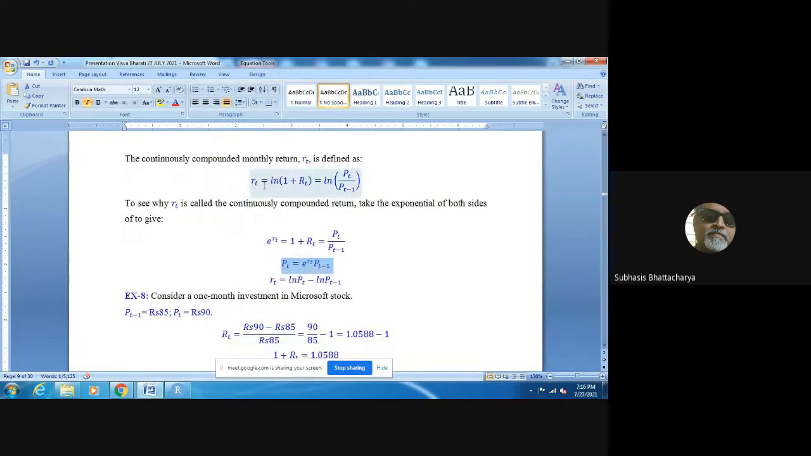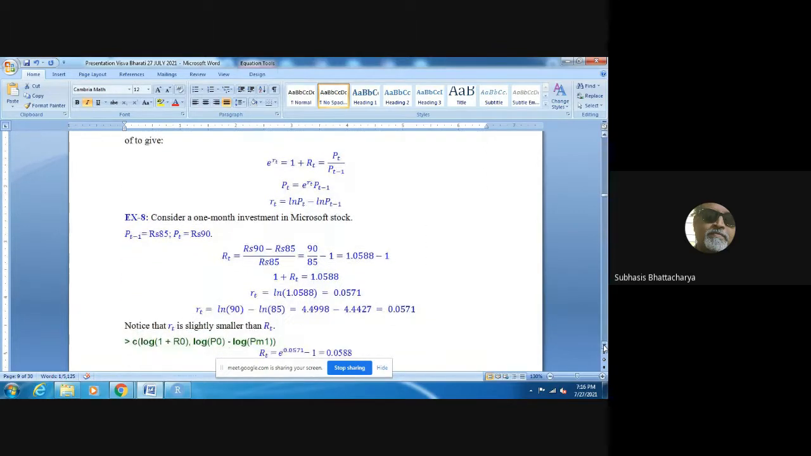Or otherwise you may write rt is equal to log of Pt minus log of Pt minus 1. So for example, what is the difference? Consider that if Pt minus 1 is 85 and Pt is 90, then the simple return is 5.88%. And if I take the log of this value, log of 1.0588, that becomes 5.71. And if I estimate the same rt by taking log of 90 minus log of 85, that is this value, 5.7.